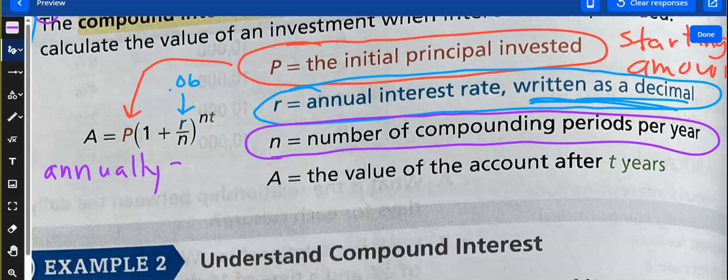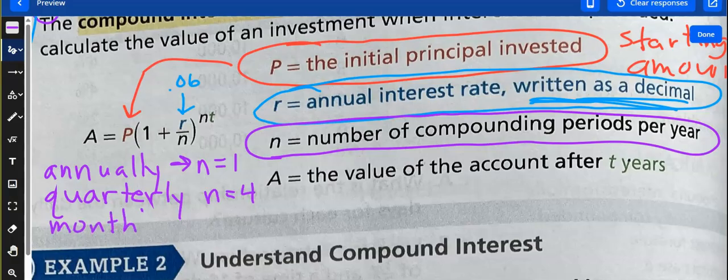Okay, annually means an N value of 1. What do you think quarterly means? What do you think the N value is for quarterly? 4 times a year. Yep. How about monthly? 12. How about daily? 365. Those are the most common terms. Now, I don't know if we're going to run into any others.